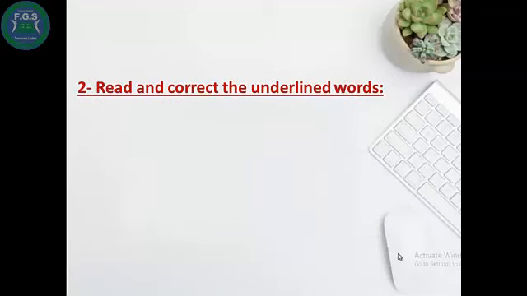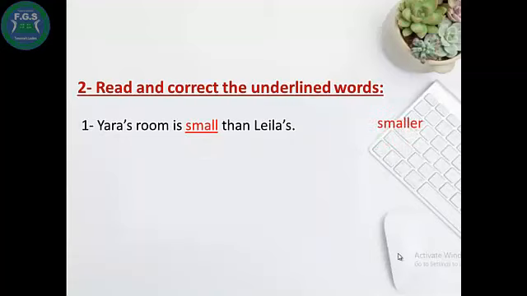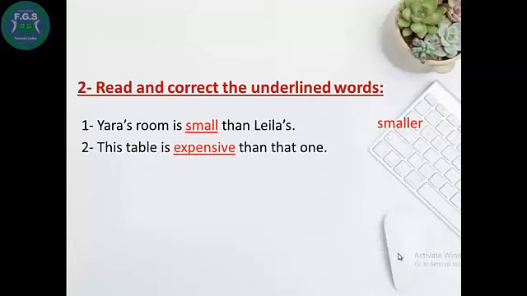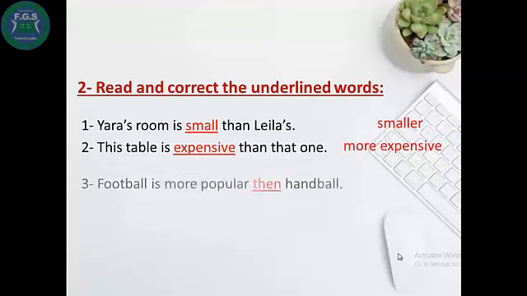Number 2, read and correct the underlined words. Number 1, Yara's room is smaller than Layla's. Smaller than, we put er. This table is expensive than that one. Expensive than, more expensive than.